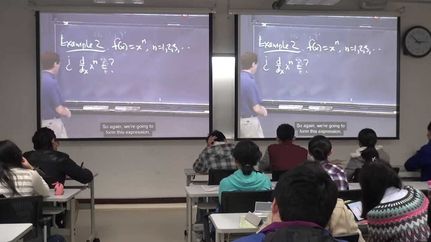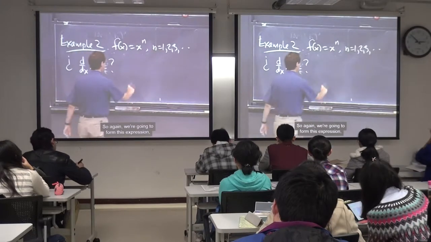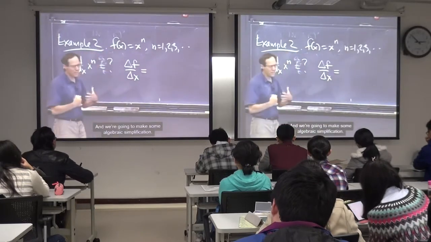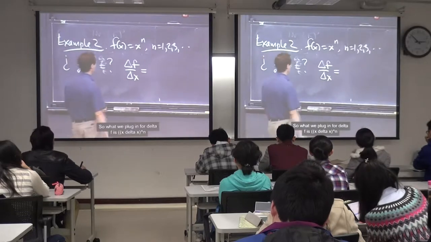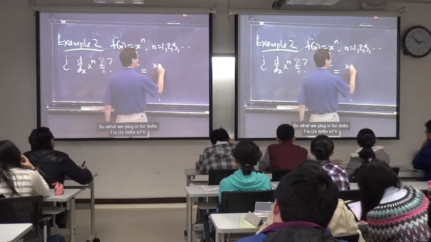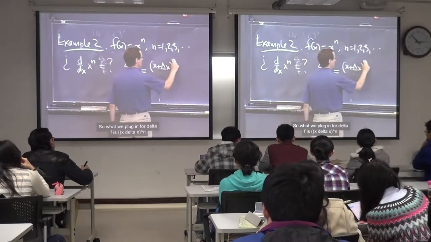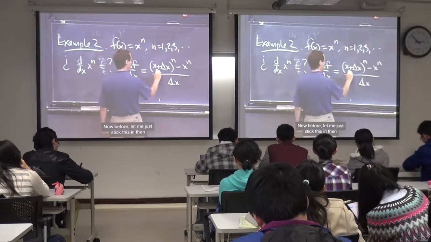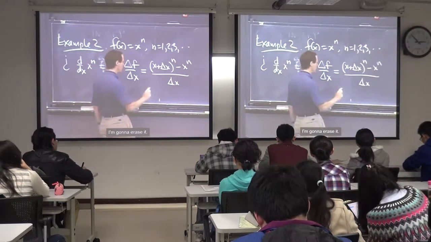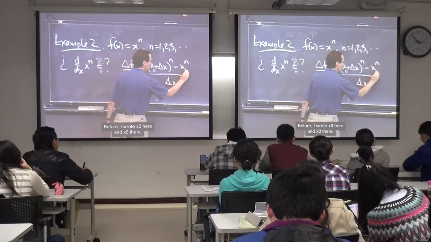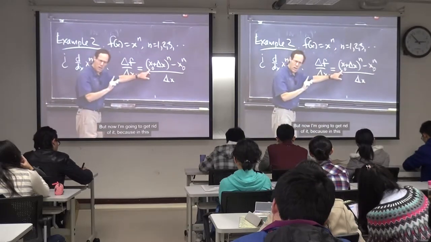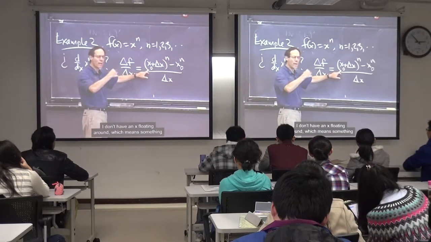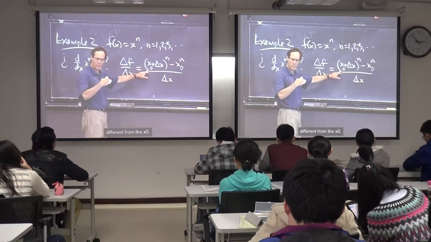So, again, we're going to form this expression, delta f over delta x, and we're going to make some algebraic simplification. So what we plug in for delta f is (x plus delta x) to the n minus x to the n, divided by delta x. Now before, I wrote x0 here and x0 there. But now I'm going to get rid of it, because in this particular calculation it's a nuisance. I don't have an x floating around which means something different from the x0.